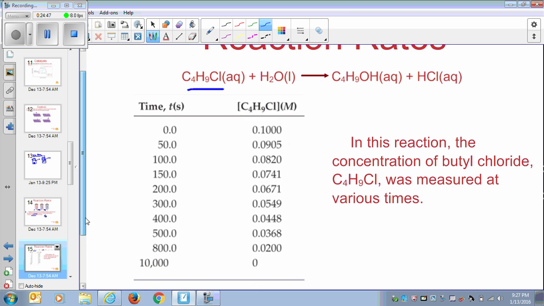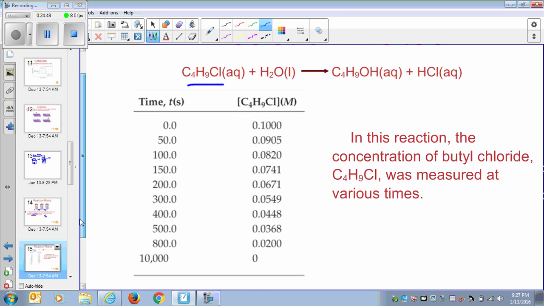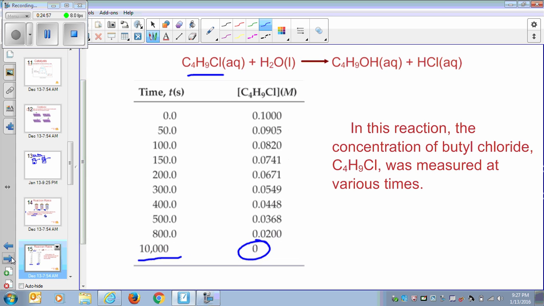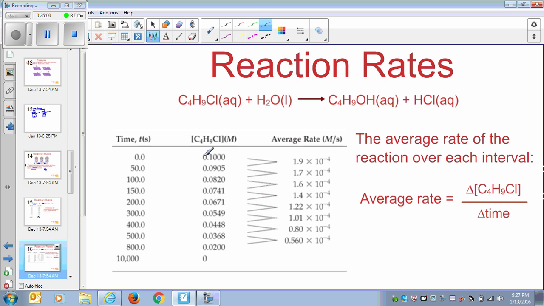Okay, so in this reaction, the concentration of butyl chloride was measured at various times. So you see the concentration is going down. It takes this much time to completely use all of it. And as the concentration goes down, you can calculate the rate of reaction. Concentration over time, that's how you do it. So you just take the concentration divided by the time. That gives you the average, the overall rate of the chemical reaction.